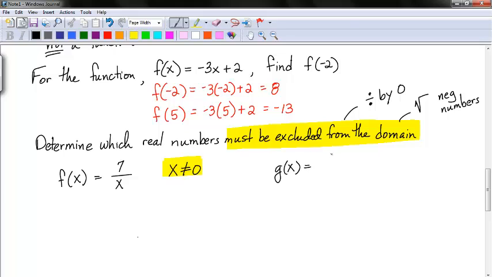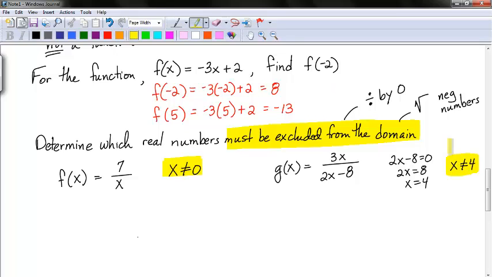Say I gave you g of x. G of x equals 3x over 2x minus 8. What's going to make that denominator 0? 4, right? So that's what you exclude. And if you're not sure, what you do is you set that equal to 0 and solve, and then that's what you exclude and say x cannot equal 4. And that'd be your solution.